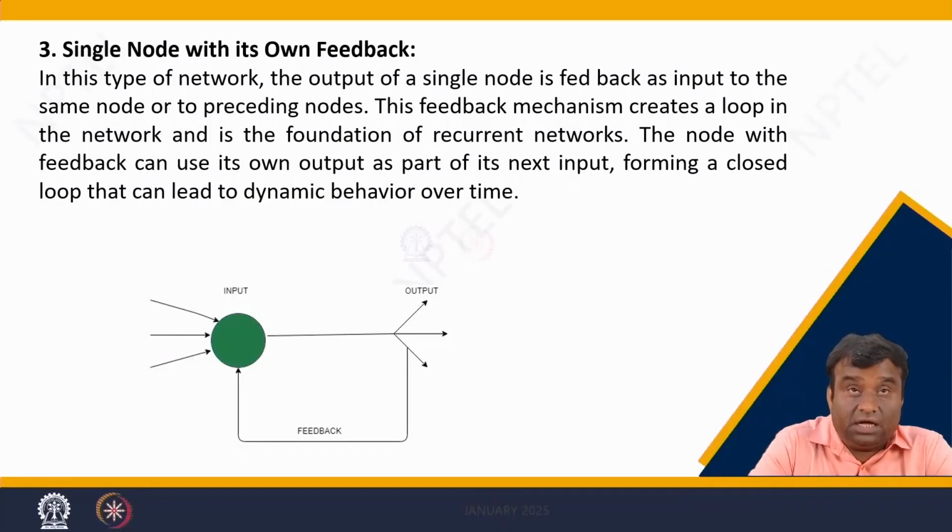The next, which is the third one, is the single node with its own feedback. In this type of network, the output of a single node is fed back as input to the same node or to preceding nodes. This feedback mechanism creates a loop in the network and is the foundation of recurrent networks. The node with feedback can use its own output as a part of its next input, forming a closed loop that can lead to dynamic behavior over time.